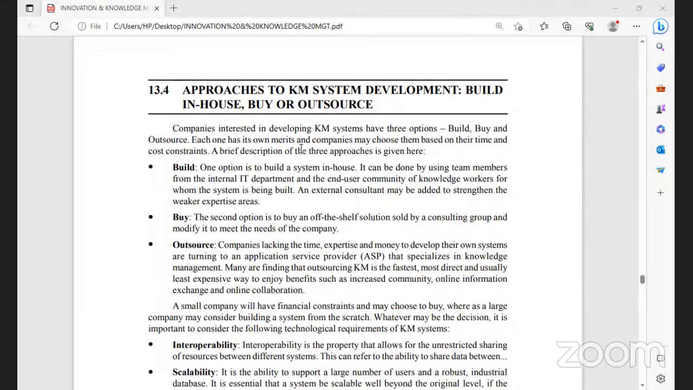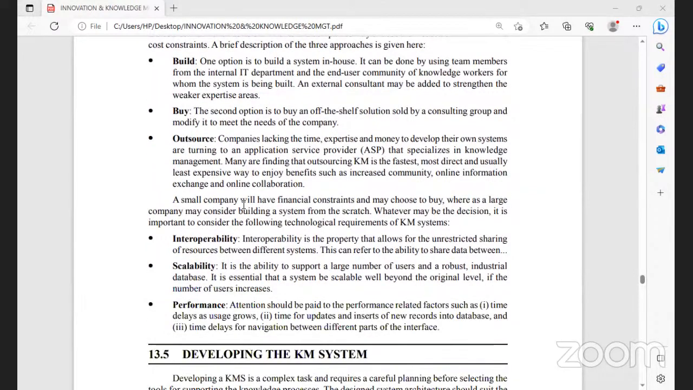The second option is to buy an off-the-shelf solution sold by a consulting group and modify it to meet the needs of the company. Whatever the needs a particular company is having, that can be done using this second option. Third one is outsource. Companies lacking the time, expertise, and money to develop their own systems are turning to an application service provider that specializes in knowledge management.